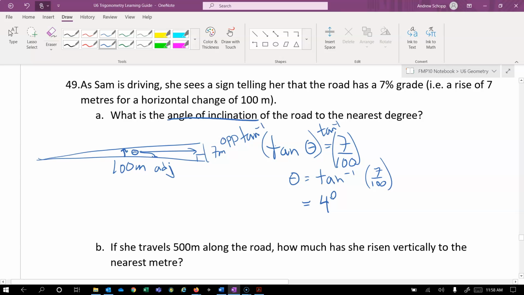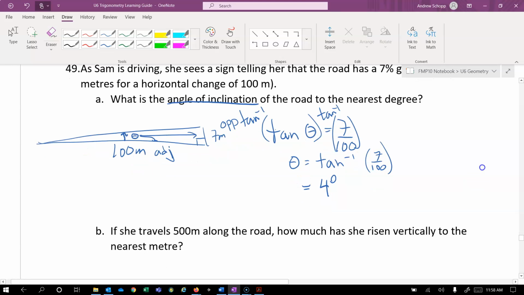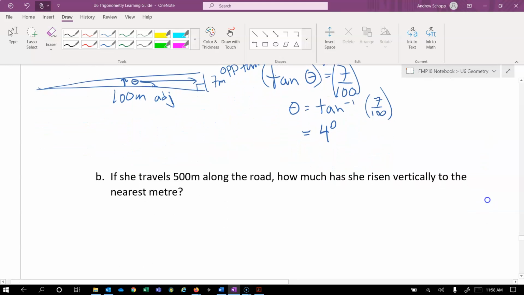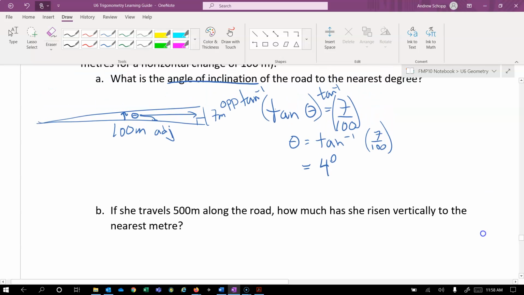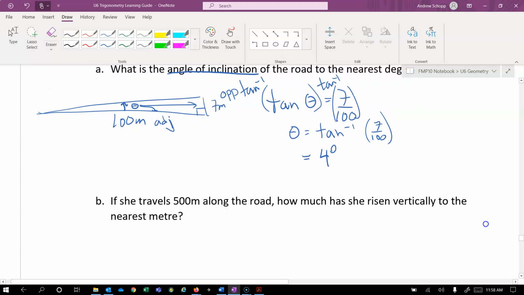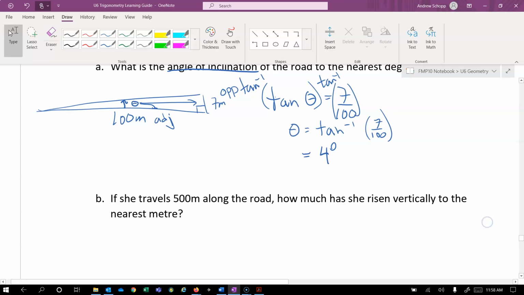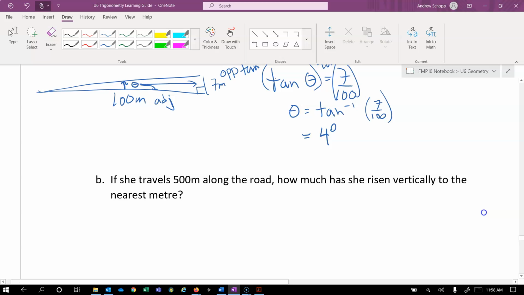For B, it says, if she travels 500 meters along the road, how much has she risen vertically to the nearest meter? A couple different ways you can attack this question. One would be using similar triangles. The other one would be to use trigonometry. So let's use trig.